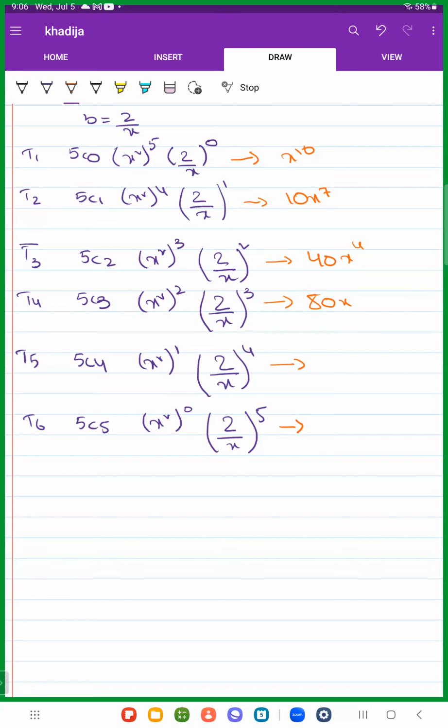It's gonna be 8x. Then it's gonna be 80x cubed. 80x cubed. Are you sure? For the fourth term. Okay. And then I'll find term 5 and term 6, sorry.